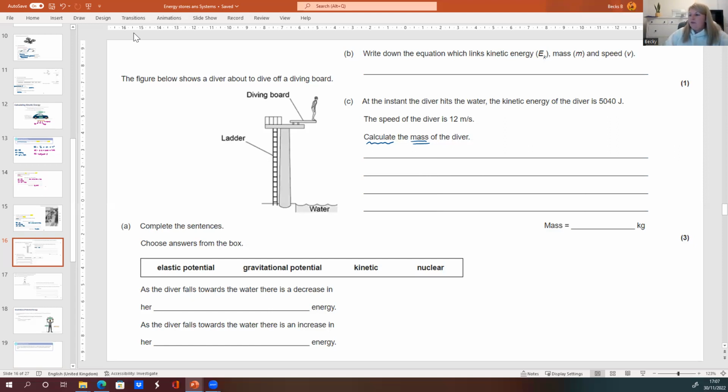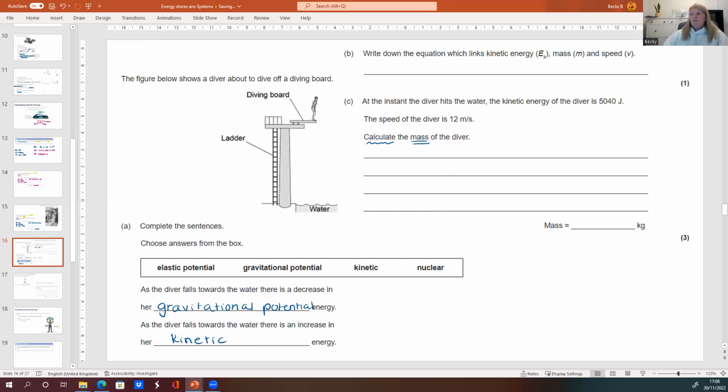Right, okay, so first one hopefully was nice and straightforward. We've done a couple of these earlier. Choose the answer from the box. So we've got a diver on a diving board. As they fall towards the water, there's a decrease in, that will be gravitational potential. Just remember, anything at a height has gravitational potential. As they fall towards the water, there is an increase in their kinetic because she's moving towards the water.